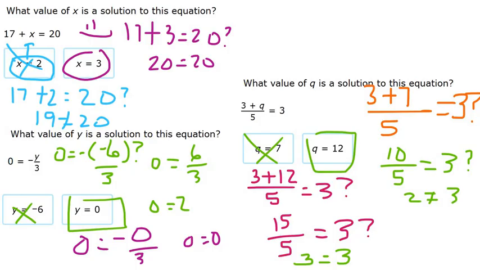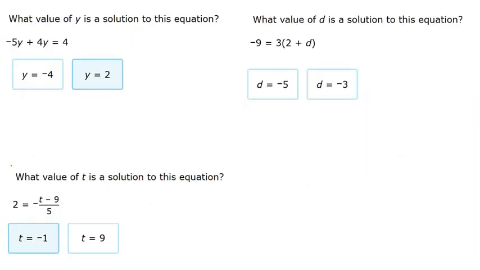All right, pause it if you need to. So for the top left one, let's try negative 4 first. So we would have negative 5 times negative 4 plus 4 times negative 4, and we're going to see if this equals 4.